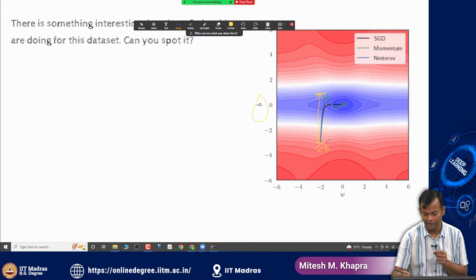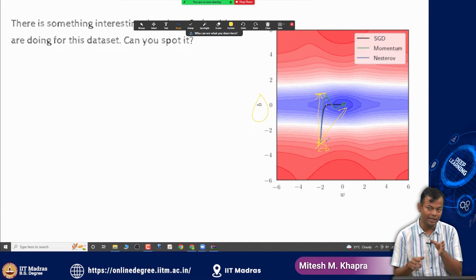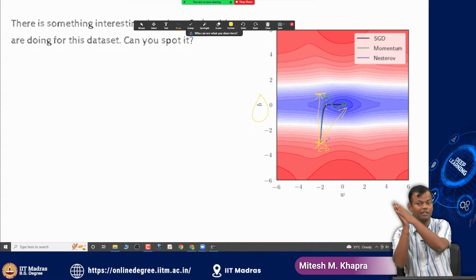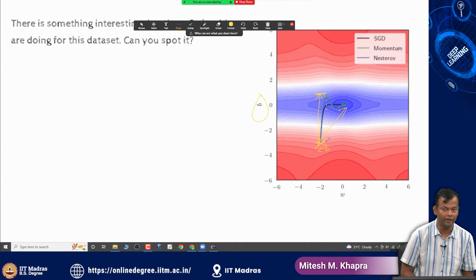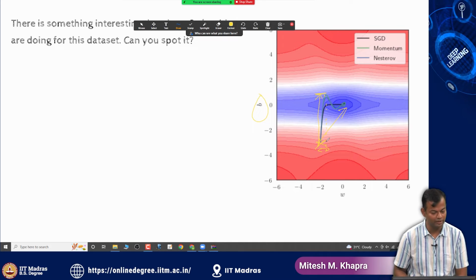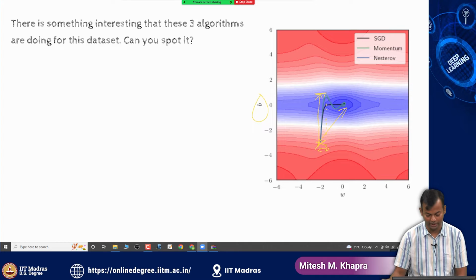Whereas ideally you would have wanted something which just directly travels like this, which would mean that it is making proportionate movements in both the directions. Even though the derivatives in the direction of W are small, you are still able to somehow jack up the learning rate so that you are able to make proportionate movements there and then reach the minima faster, or at least a more appropriate route, right? So that's what is going wrong with these three algorithms that we've seen in the last lecture.